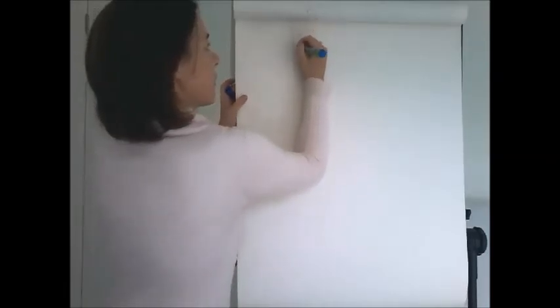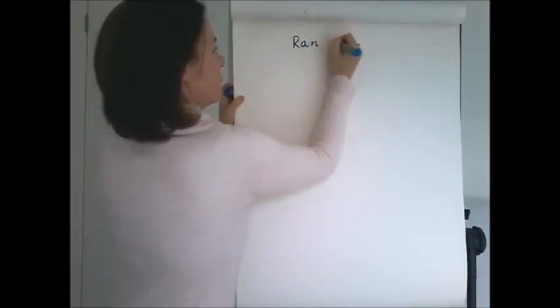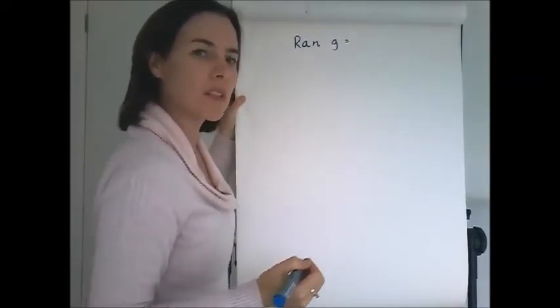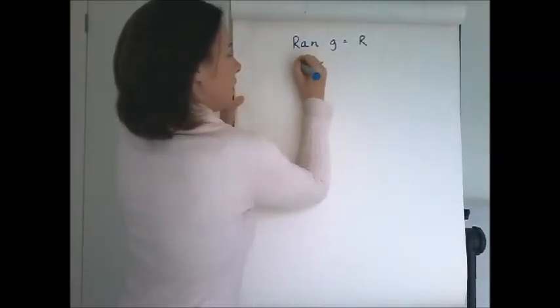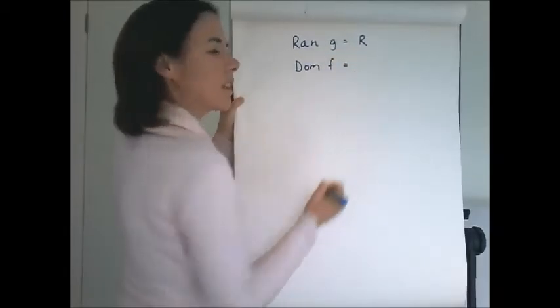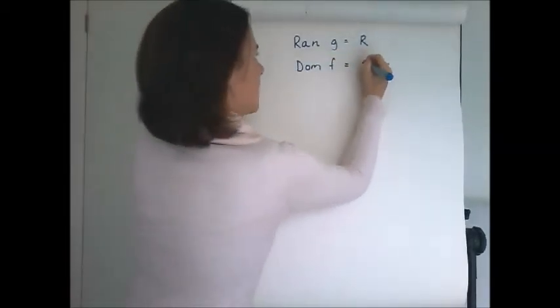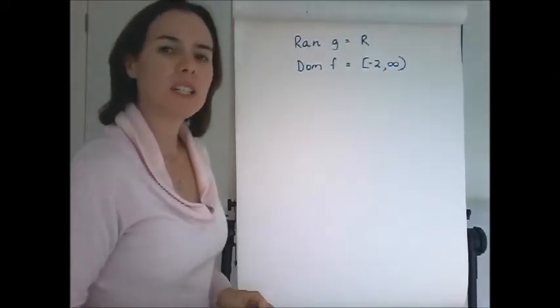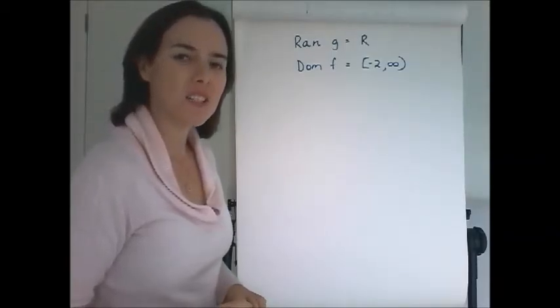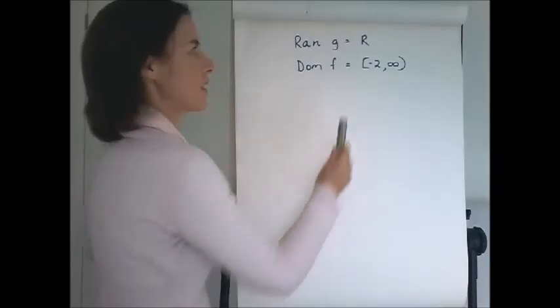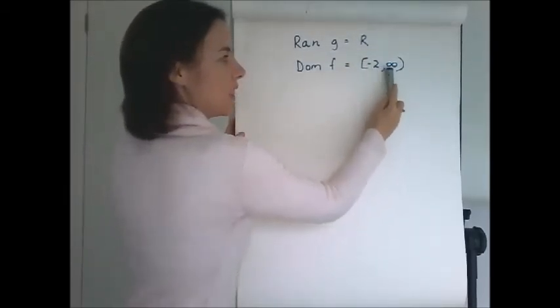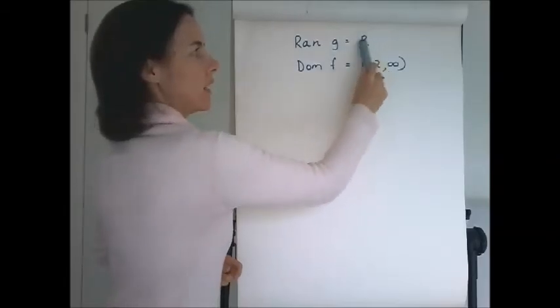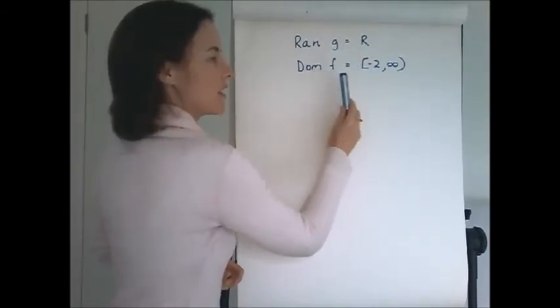Now we do question B, which asks us to explain why f of g of x doesn't exist. So we want the range of g, and that was equal to R. We also need the domain of f, and that was equal to -2 to infinity. Now the question is, does the range of g fit into the domain of f? Is it a subset? Is this totally contained within this domain, and it's not.